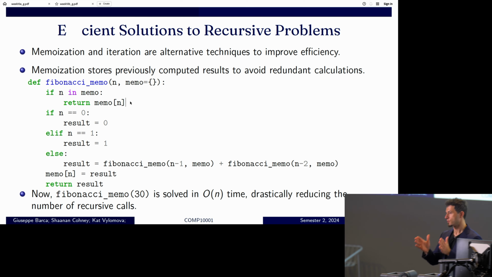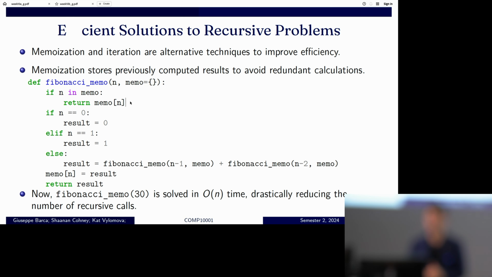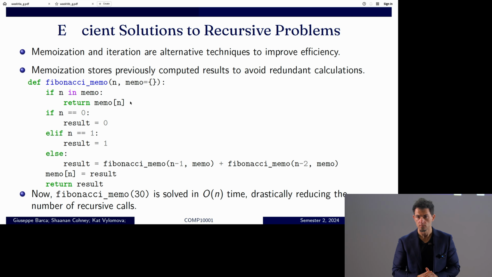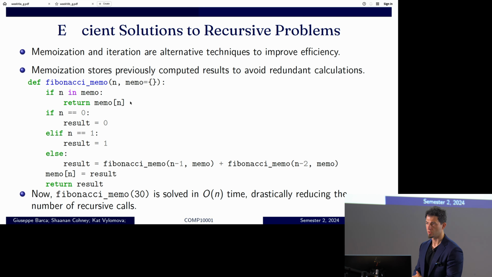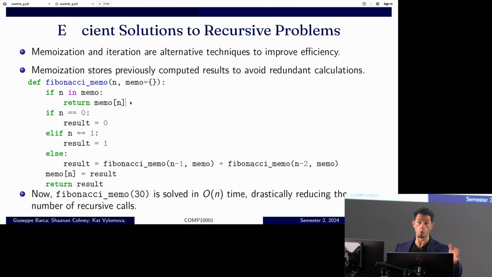But the dictionary grows only linearly because you have n Fibonacci numbers. Every time you access the dictionary is a call that's saved, basically, that you don't have to make. Correct, exactly. Every time that you access the dictionary is a call that you don't have to do recursively. And so this reduces the complexity to order n.